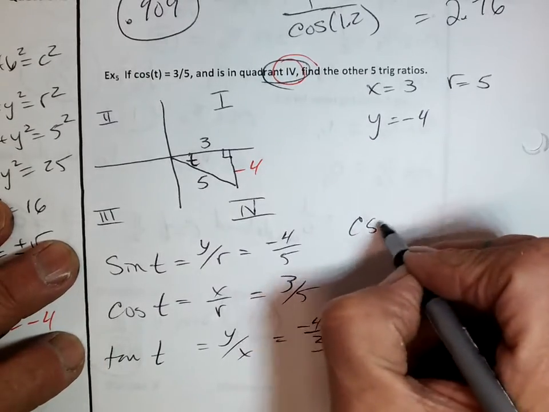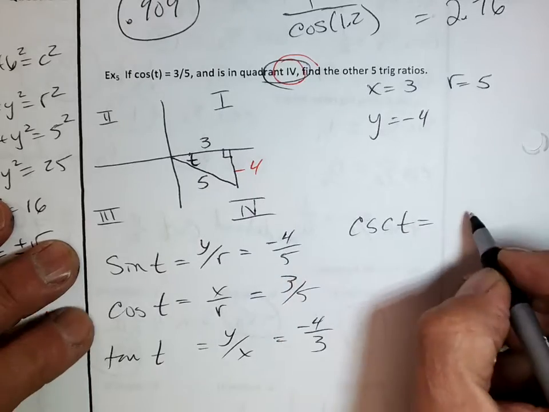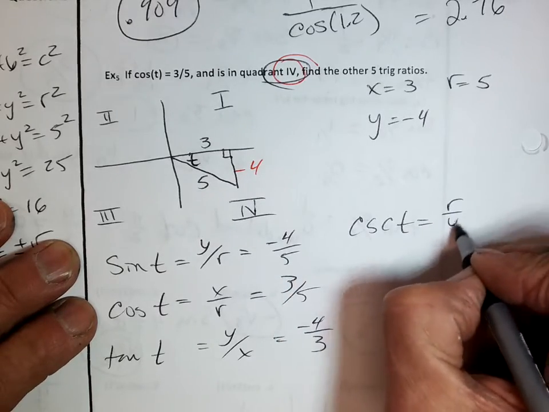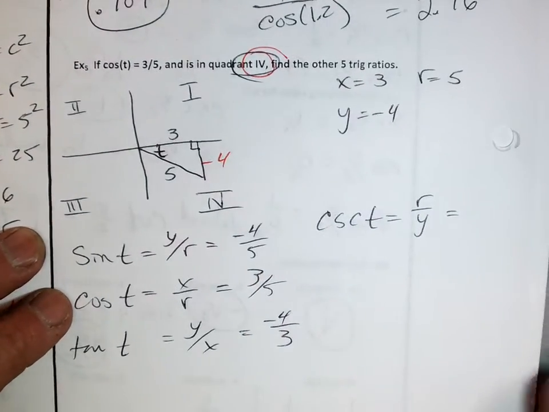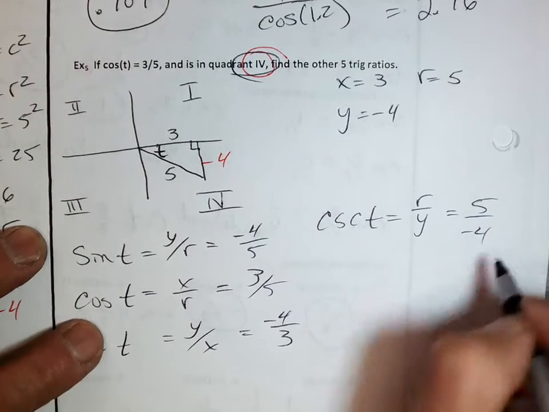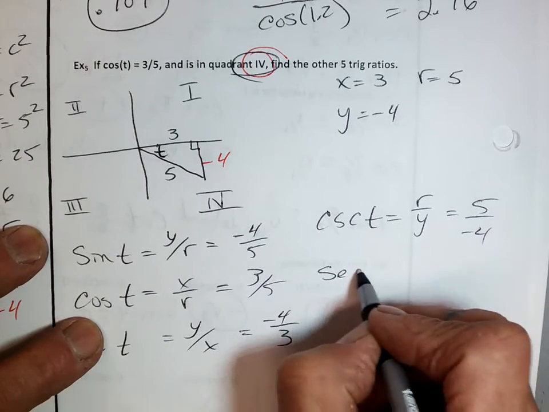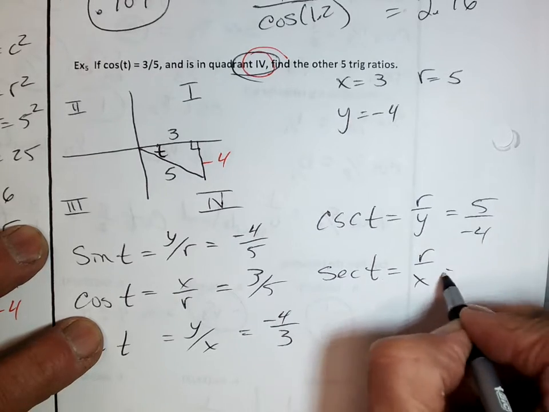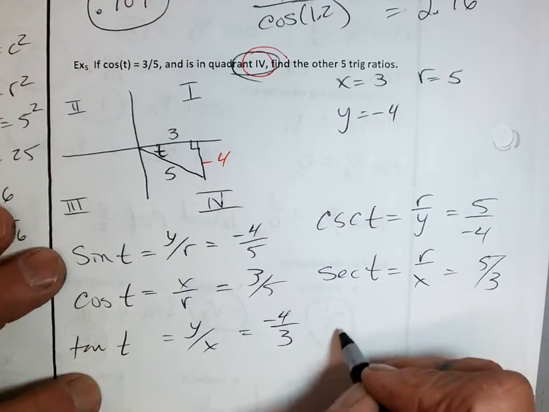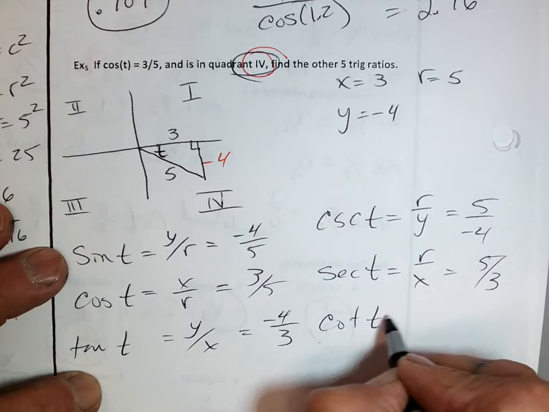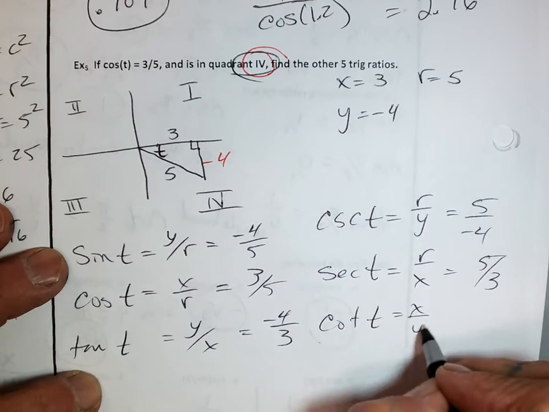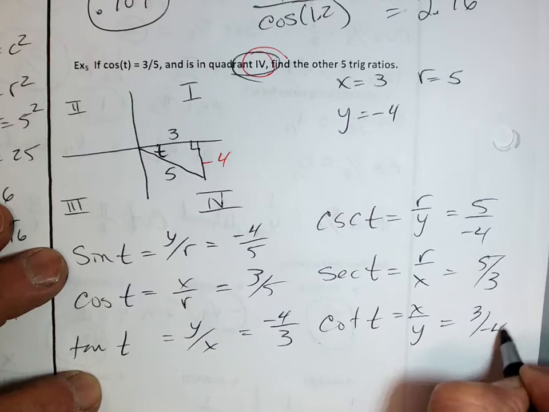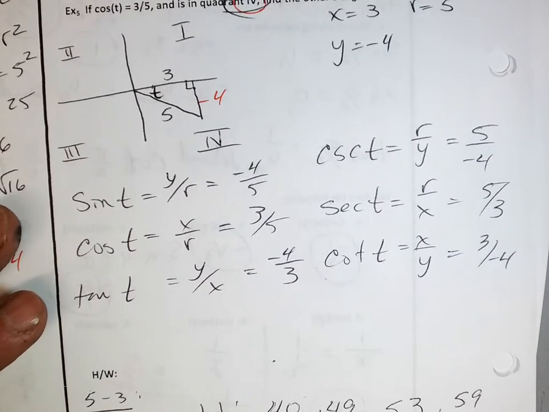My cosecant of t is equal to r over y, which is 5 over negative 4. My secant of t is equal to r over x, 5 over 3. And finally, my cotangent of t is x over y, which is 3 over negative 4. Was that easy or what?